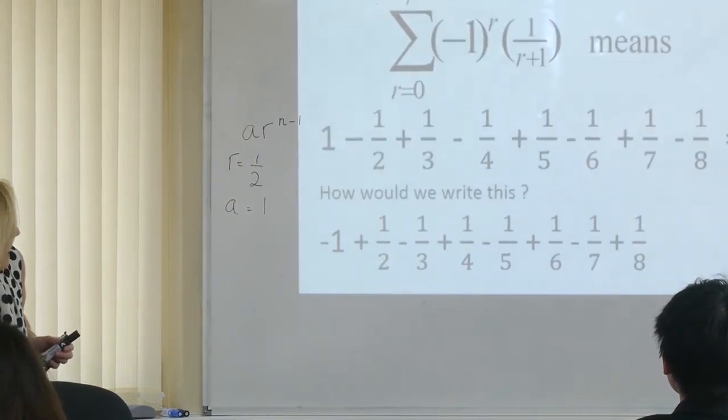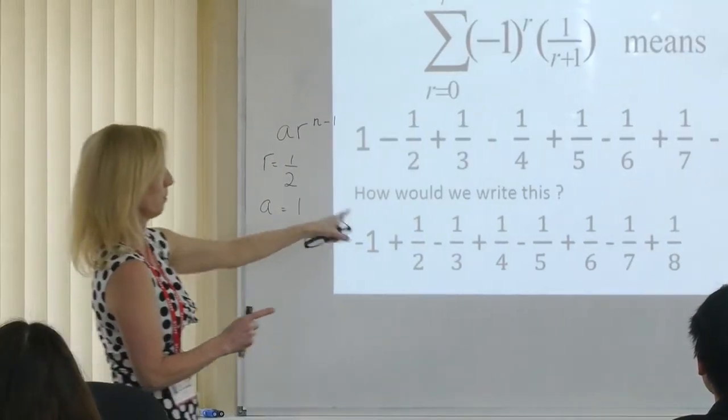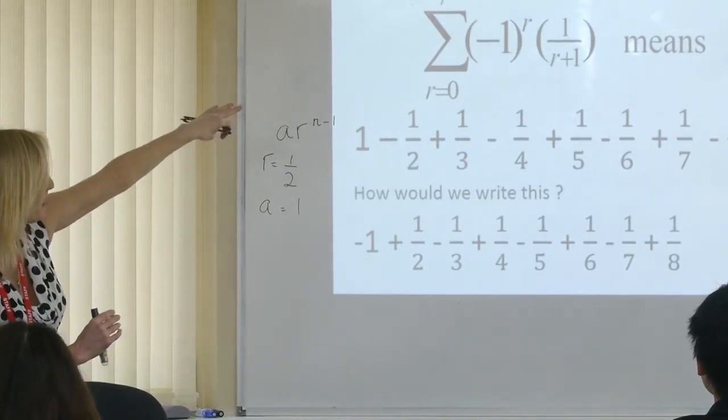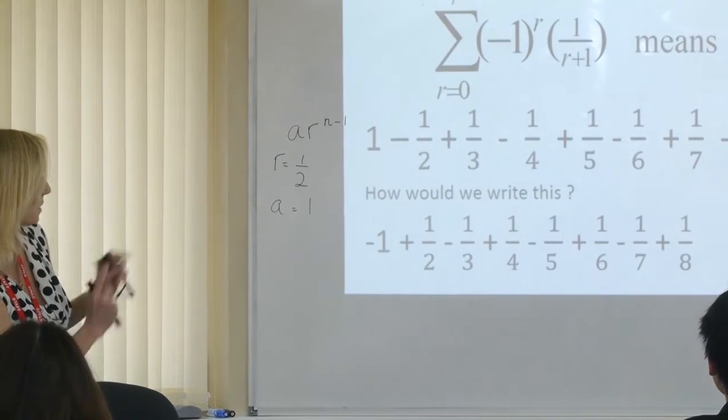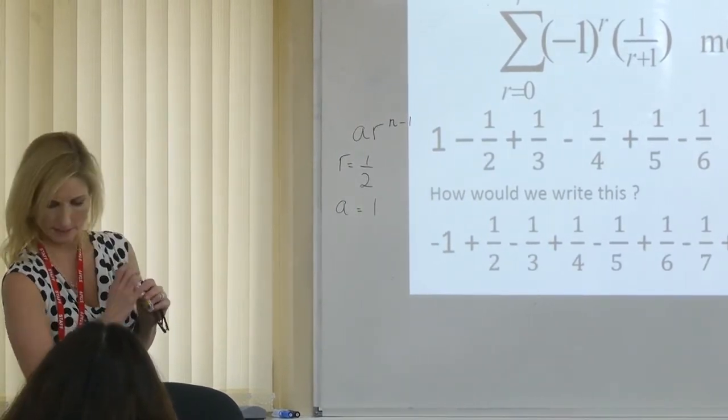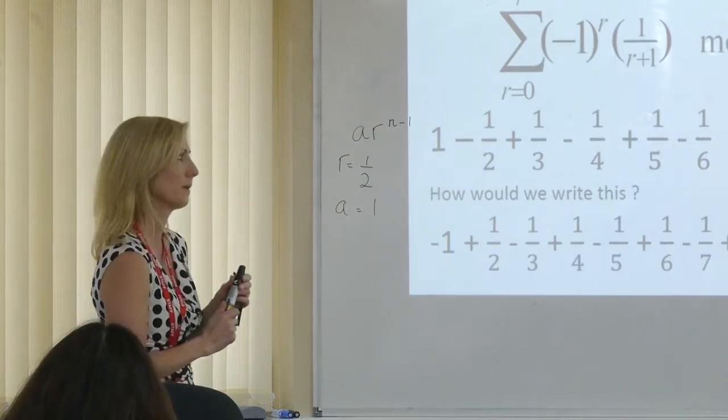Okay? Right. Now, how would we write this one? What would we do for this one? How could we change the summation to give us this one? So now we've got the difference in the sign. Any ideas? What would we do with that one? Start with r is 1.